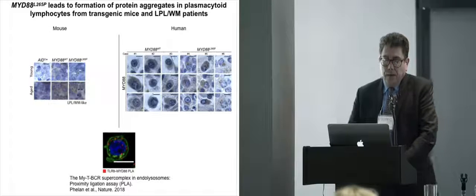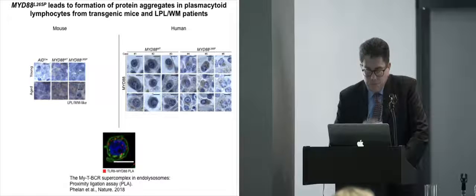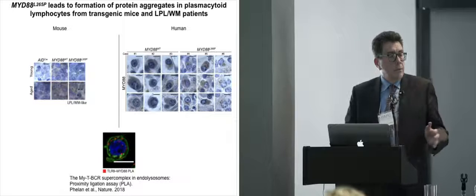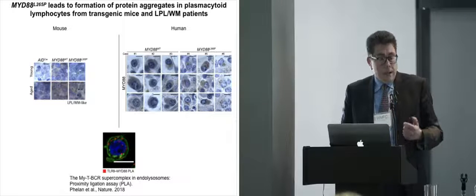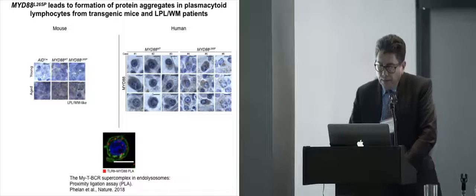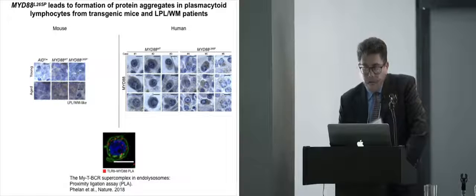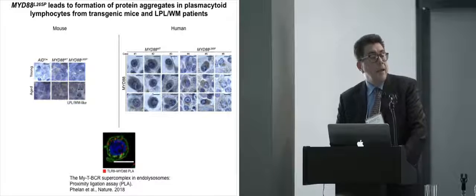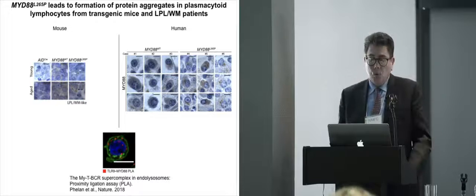Then, if you remember, I mentioned that the mutant protein aggregates in the cytoplasm of our transgenic mice. So then I went to see what happened in human. I took patient samples, did sections, and stained with antibodies again, MYD88. And look at this. I can see that the mutant protein produced those little aggregates, but not the wild type. Again, another similarity between our mouse model and patients with Waldenstrom.